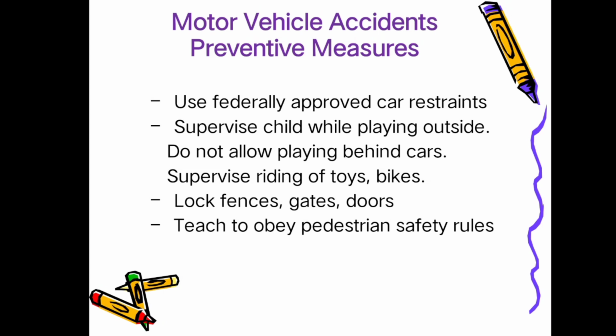So how we can prevent this is: use federally approved car restraints, supervise the child while playing outside, do not allow playing behind cars, supervise riding of toys and bikes, lock the fences, gates, and doors, and teach them to obey pedestrian safety rules. From childhood itself we have to teach them the traffic rules and pedestrian safety rules, so they should not run on the roads, and as caregivers we have to be very careful and keep a close watch while taking babies outside. These are some of the measures to prevent motor vehicle accidents.